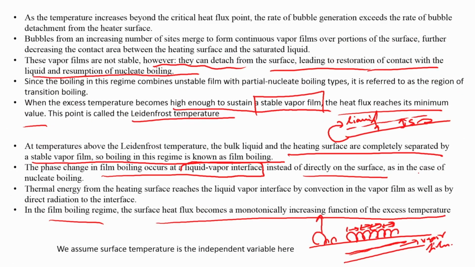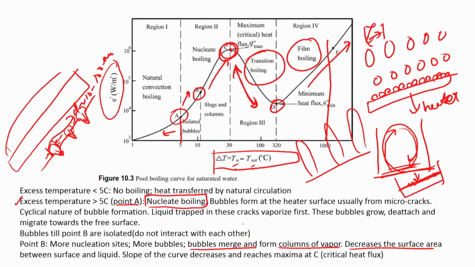Here, of course, we assume that the surface temperature is the independent variable and heat flux is the dependent variable. In most of the cases it is the other way around. You control the heat flux and the surface temperature adjusts accordingly. So, these are the 4 regimes. Let us just revisit once.